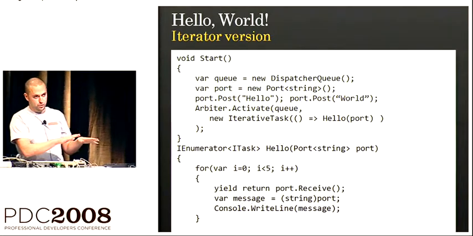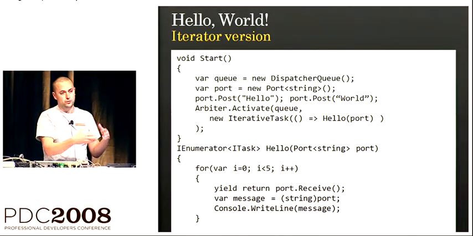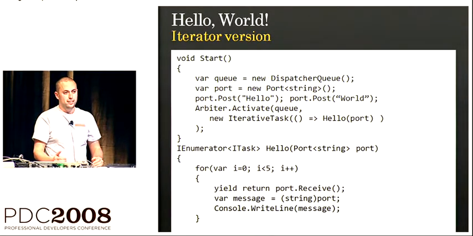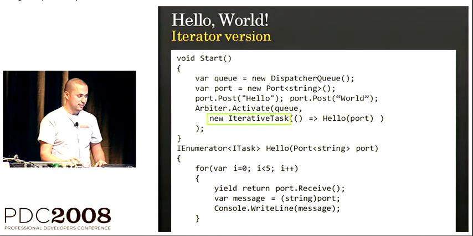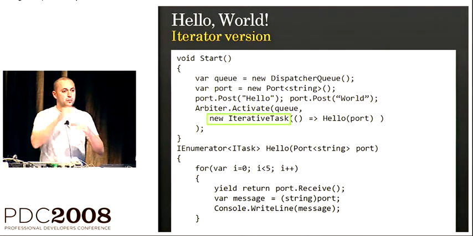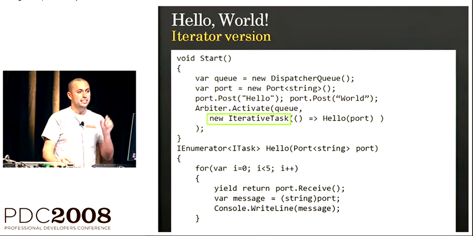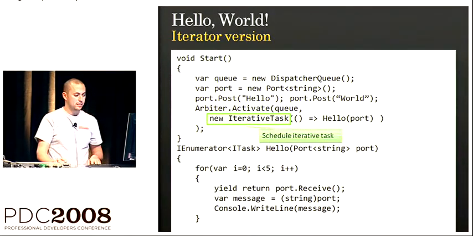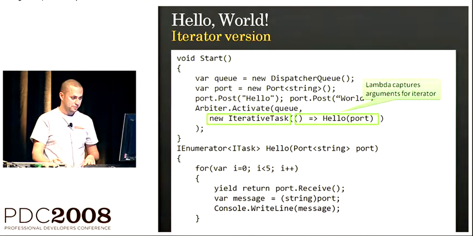Now here's the iterator version. This is almost 5 years ago when iterators first came out, that the first thing that came to us is like, the only useful thing in my mind was scheduling. So you basically can take a method and you have the C# compiler break it up in little state machines. So the first thing we're going to do is we're going to take an iterative task and I'm going to pass it a method and an argument, which is a port.